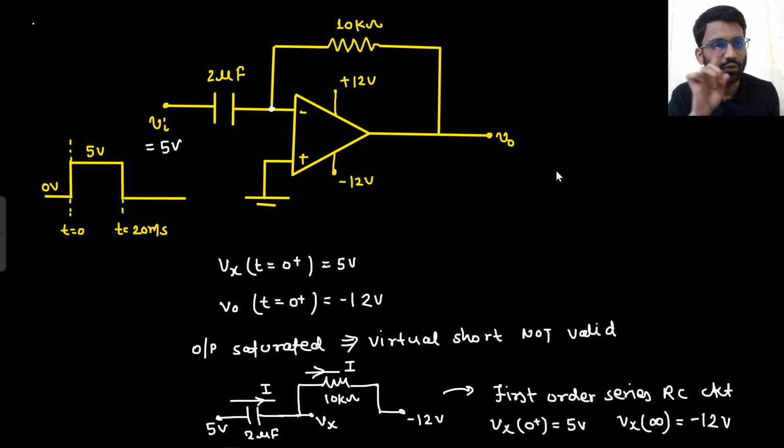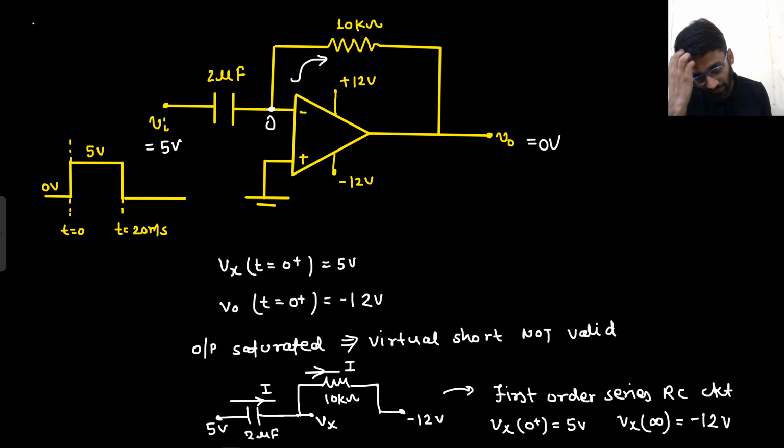If the Vx node is constant, if Vx node is at 0, that means the voltage across the capacitor is constant. If voltage across the capacitor is constant, that means there is 0 ampere current flowing through the capacitor. This node is fixed at 0. There is 0 ampere current coming through the capacitor. So there will be 0 ampere current flowing through the resistance. So the resistance will have 0 voltage drop. So your output will be equal to 0 volt. Say yes or no.